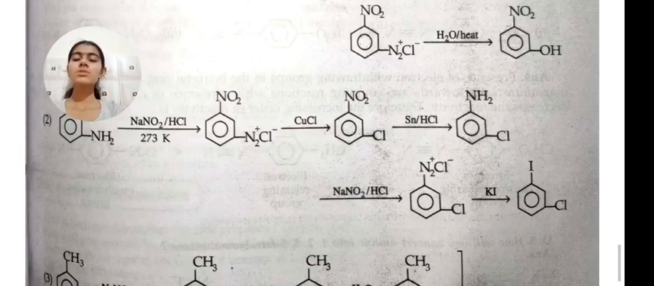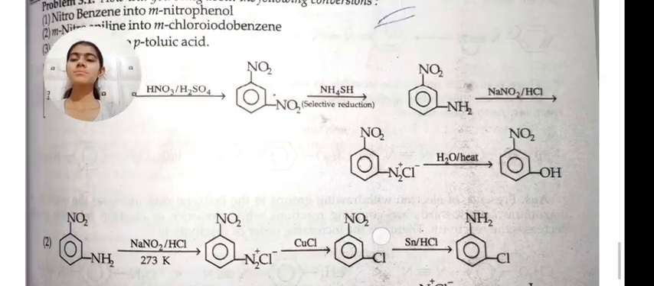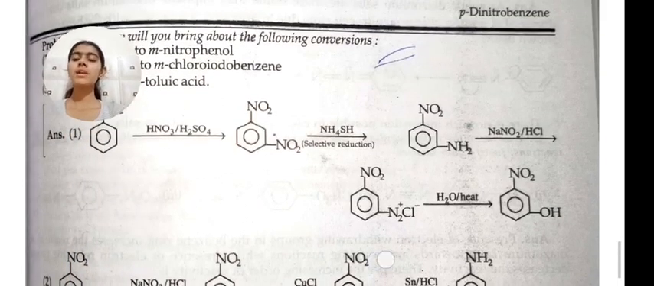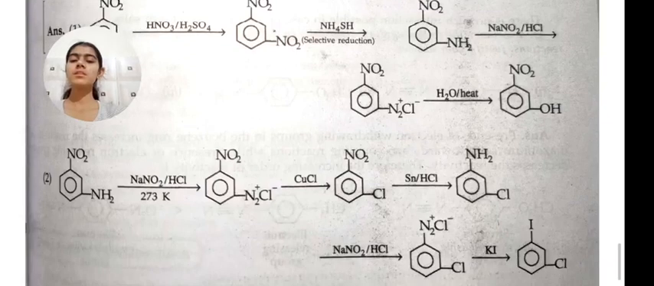that undergoes a diazotization reaction and is reacted with KI. We get the product as meta-chloroiodobenzene. Here our chapter comes to an end.